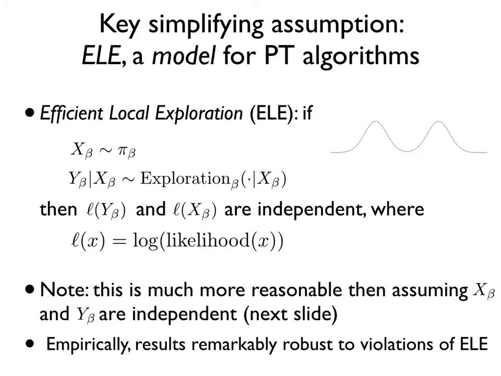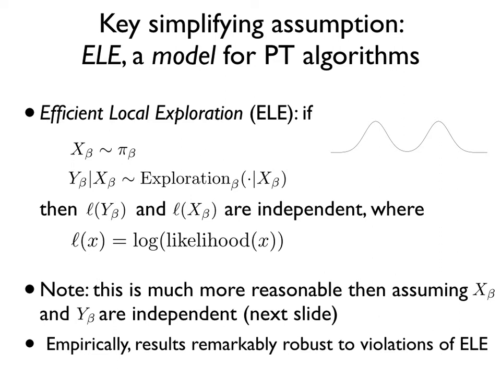So the key simplifying assumption that we need in order to make this analysis is what we call efficient local exploration. What this means is that if we have a state x beta that's distributed according to a chain at annealing temperature beta, applying the local exploration kernel will lead to log likelihoods before and after which are at least approximately independent. And one thing to note, which is maybe a bit counterintuitive, is that it's actually more reasonable than assuming that the states themselves, x beta and y beta, are independent. I'll show you some empirical support for this in the next slide.